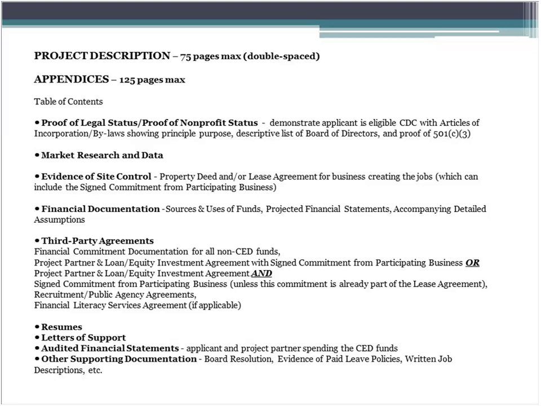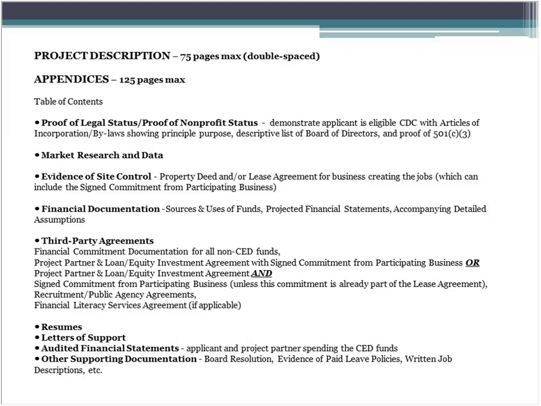You're going to have resumes, which are limited to 2 pages each, by the way. You're going to have your letters of support. The audited financial statements is for the applicant and the project partner that is spending the OCS funds. And other supporting documentation, you're going to have a board resolution in there that shows your board approves of this project. Again, you're going to have evidence of paid leave policies of the business that's creating the jobs. You're going to have written job descriptions. You can put other stuff in there, but those are required documents. So this is where they would go.